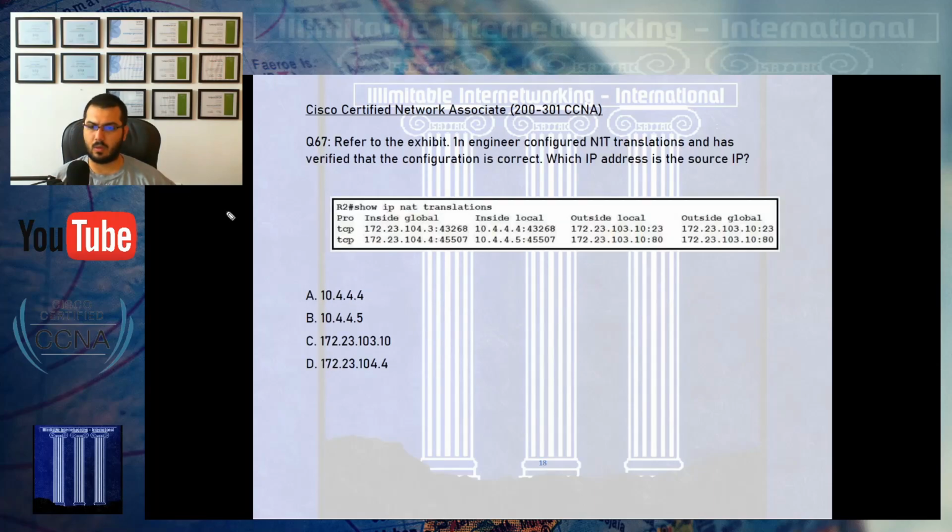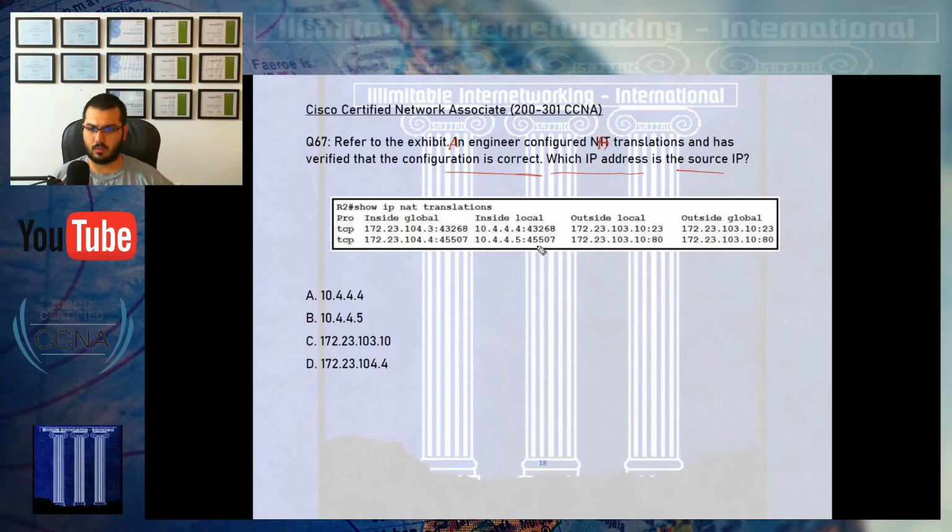67. Refer to the exhibit. An engineer, I will correct that before uploading. Why did that happen? Okay, an engineer configured NAT translations and has verified that the config is correct. Which IP address is the source? Source should be inside local.